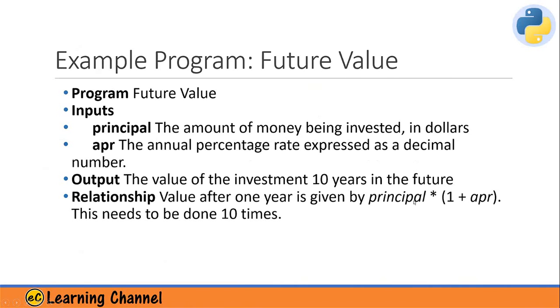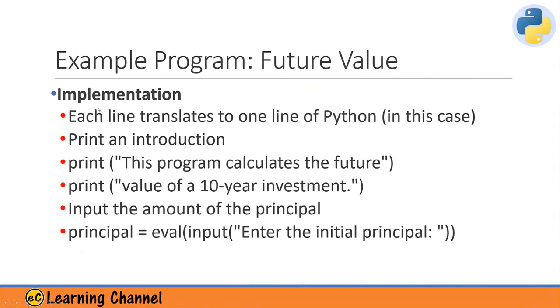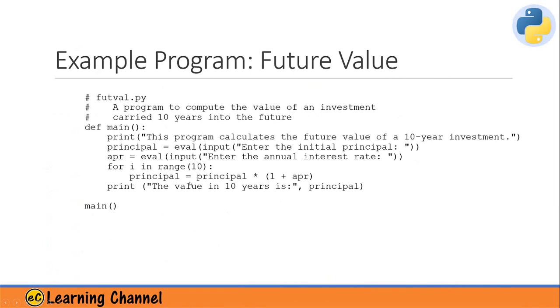10 years later you will be at some amount. And every year you need to have the principal times 1 plus percentage, right? And then you do it 10 times. So this is a pseudocode. Print an introduction, input the principal, input the rate, and then do 10 times output. So for implementation, you utilize Python to write this, following this pseudocode.